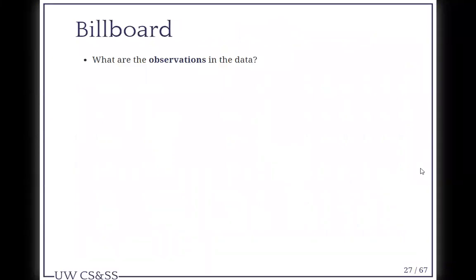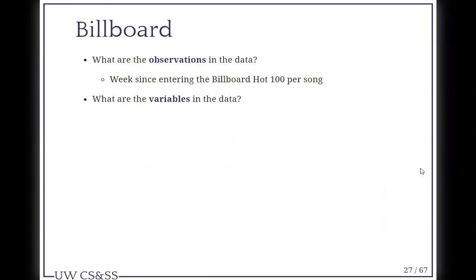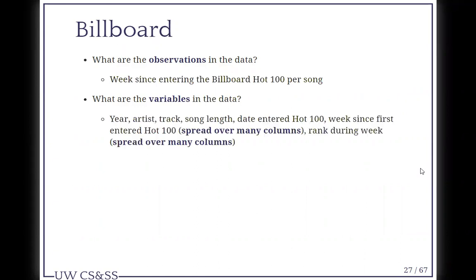Okay, about the Billboard data. What are the observations in the data? We have the week since entering the Billboard Hot 100 per song. What are the variables in the data? We have the year and the artist and the track and the song length, the date it entered the Hot 100, and the week since first entered the Hot 100, which is spread over many columns. And then we also have the rank during that week, which is also spread over many columns.